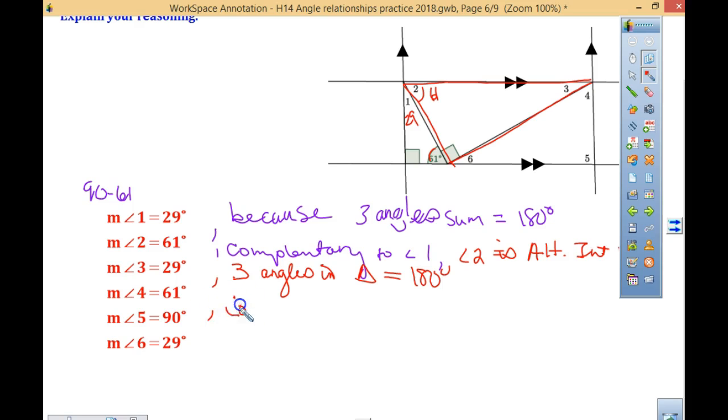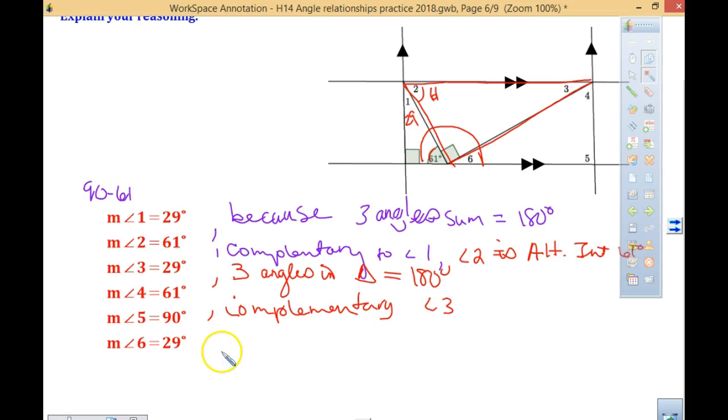You could say it is complementary to angle 3, which meant it had to sum to 90. That would be if we are looking in a triangle again. Here you could have said angle 6. All 3 of these had to sum to 180. So for angle 6 being 29 degrees, 3 angles along a straight line have to equal 180.